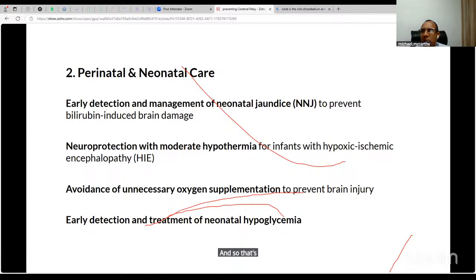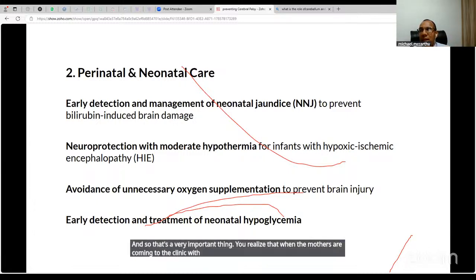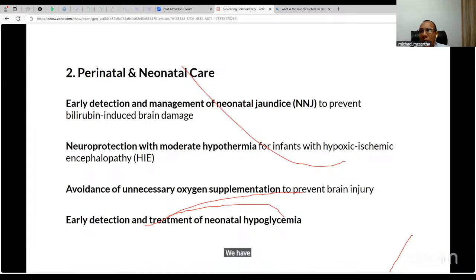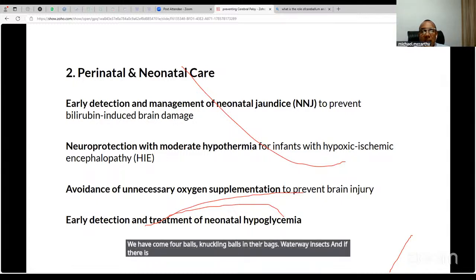You realize that when the mothers are coming to the clinic with their items, they have camphor balls, naphthalene balls in their bags to ward away insects. And if there is G6PD deficiency, this can actually become a very big challenge for the child, the neonate, and may even cause this.